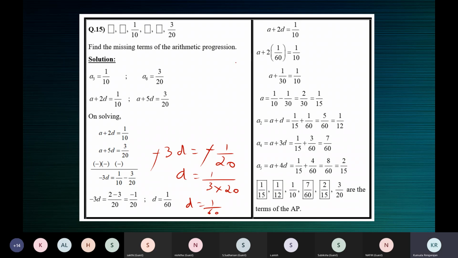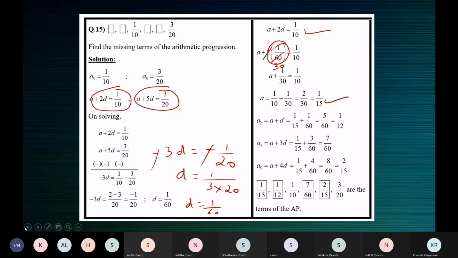Now once you find the value of D, take up any one of the two equations. I have taken up A plus 2D is equal to 1 by 10. Here you substitute the value of D. A plus 2 into 1 by 60, so you get 1 by 30. A plus 1 by 30 is equal to 1 by 10. A is equal to 1 by 10 minus 1 by 30. LCM and simplifying, we get A is 1 by 15.